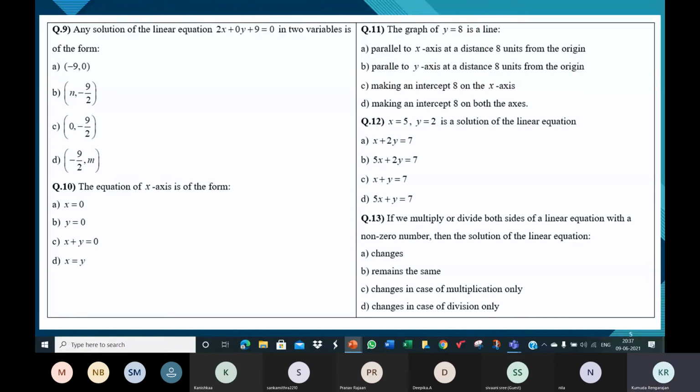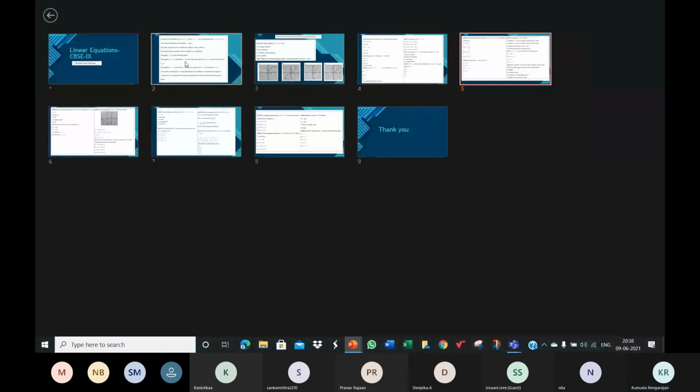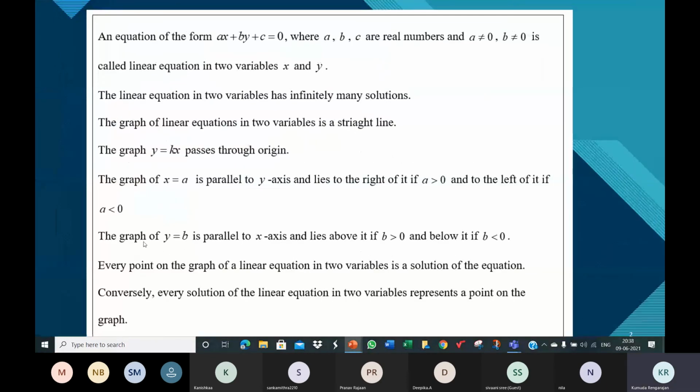That's what we saw in the introduction also. You can see it here. The graph of y is equal to b is parallel to the x-axis. And if the value of b is positive, that is, if b is greater than 0, it lies above the x-axis. And if b is less than 0, that is negative, it lies below the x-axis.